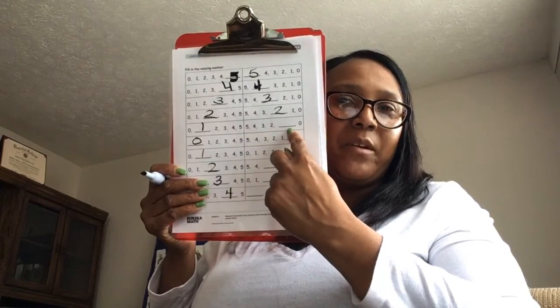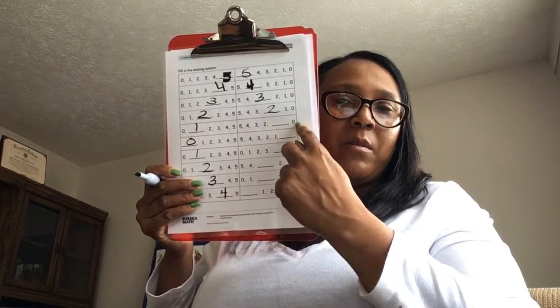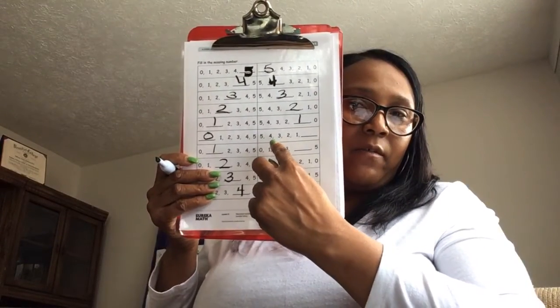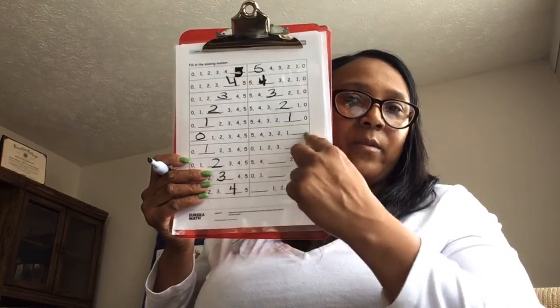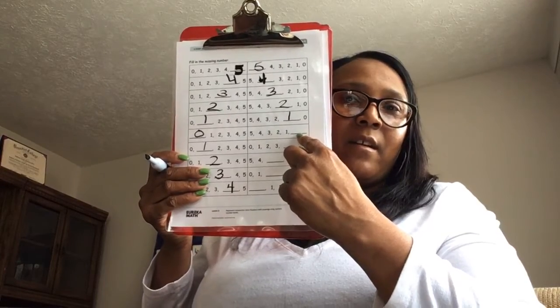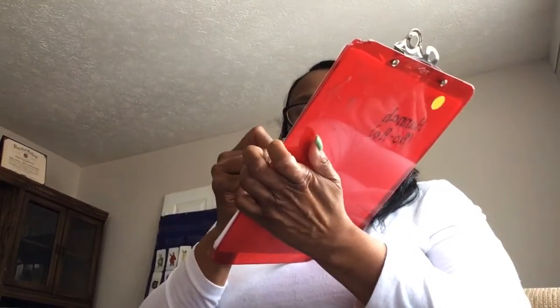What's the missing number between 2 and 0? 1. Great job. Now let's count down. 5, 4, 3, 2, 1. What's our missing number? Great, 0.